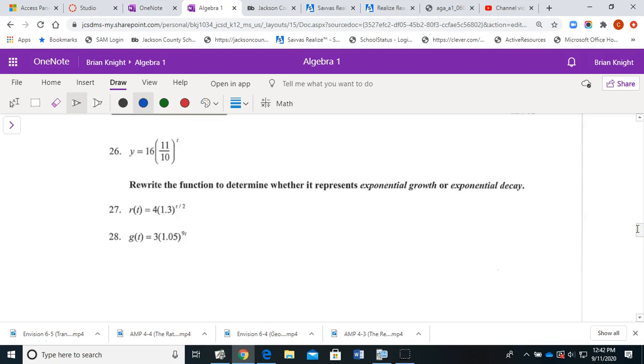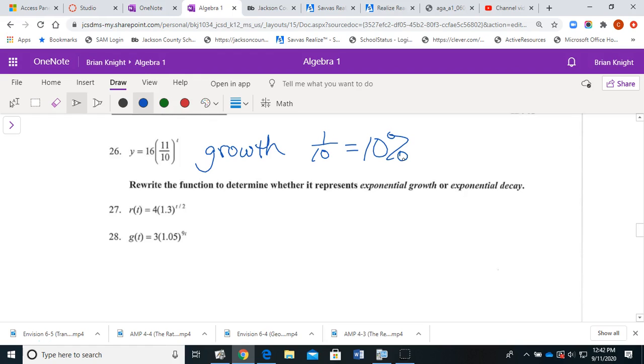What about this one? Is it growth or decay? It's growth. All right. So, how much more than 1 is that? It is 1/10, which equals 10%. They want it as a percent. 11 over 10 minus 1 would be 1/10, so that changes to 10%. All right.